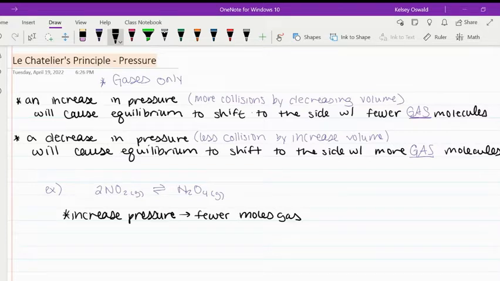So if we look at our equilibrium system, our reactant side has 2 moles of gas, and we can tell that by our coefficient. And our product only has 1 mole of gas. Again, we can tell that by our coefficient. So if we increase the pressure, we're going to want to move to the side with fewer gas molecules. So we're going to shift right, because we want to lower our number of collisions.